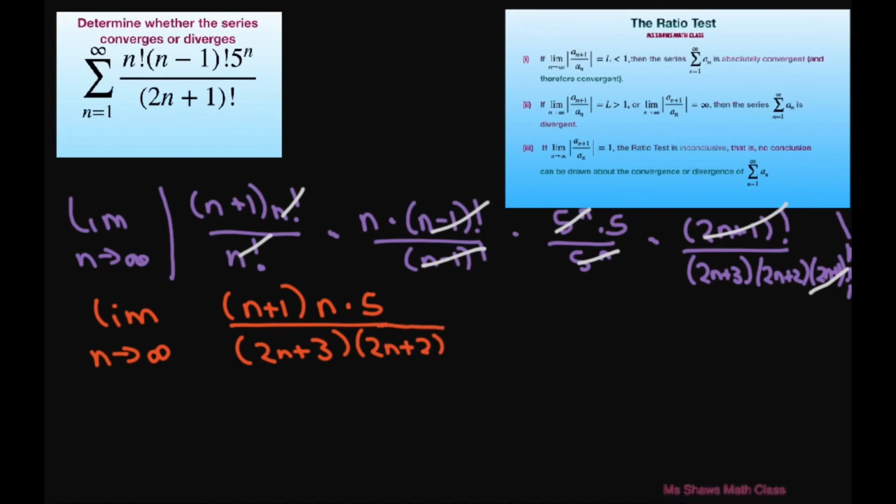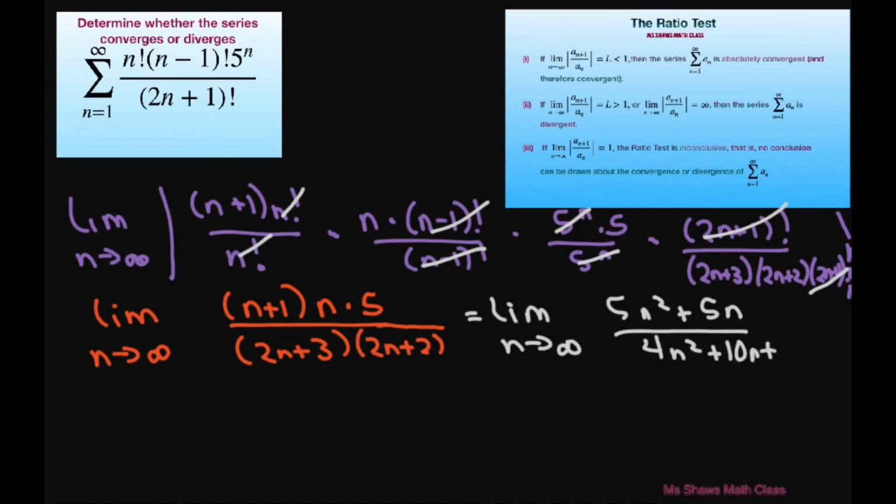All right, let's simplify our numerator. That's going to give us the limit as n approaches infinity of 5n squared plus 5n divided by 4n squared plus 10n plus 6. Now we're looking at our degrees, which are the same here. So we just look at our 5 divided by 4. So this equals 5 divided by 4.